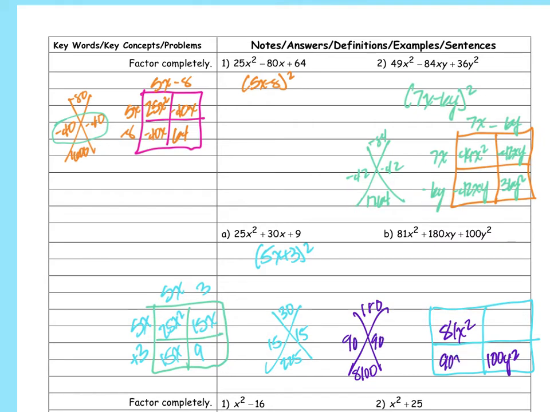So 90xy, 90xy, and if I factor that, I should get 9x and 10y and 10y. So it should be 9x plus 10y squared. Okay? Nice job, you guys.